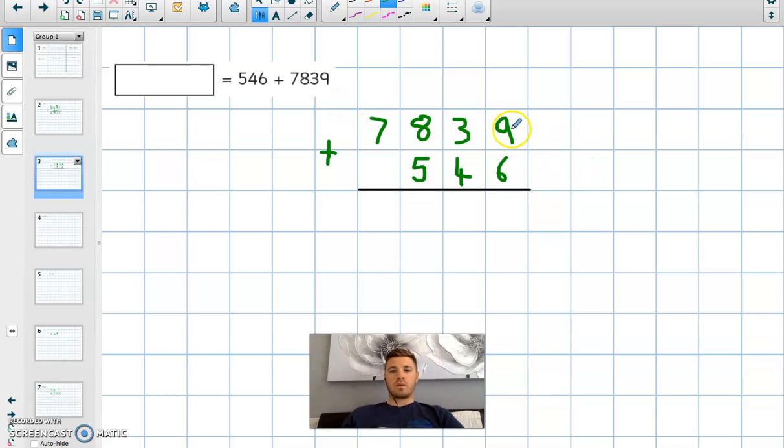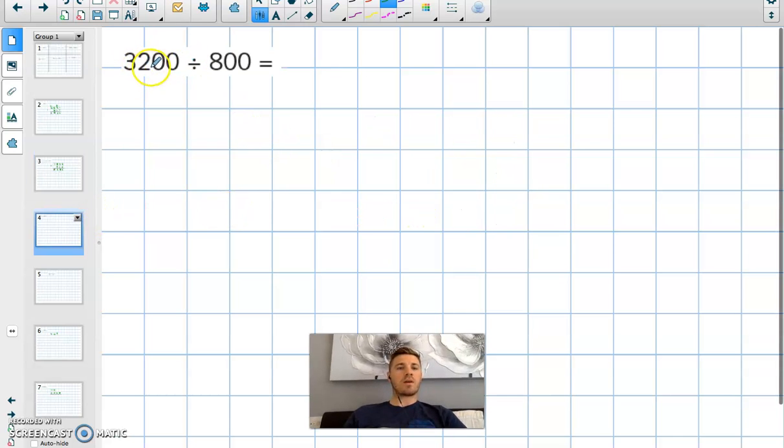And just remember that when you're adding two numbers together, it's what we call commutative, which means it doesn't matter what order you put them in, you're still going to get the same answer. All right, so 9 plus 6 is 15, so the 5 goes in, we carry the 1. 3 plus 4 is 7, add the 1 is 8. 8 plus 5 is 13, carry the 1 over, and then 7 plus 1 is 8. So 8,385 is your answer.